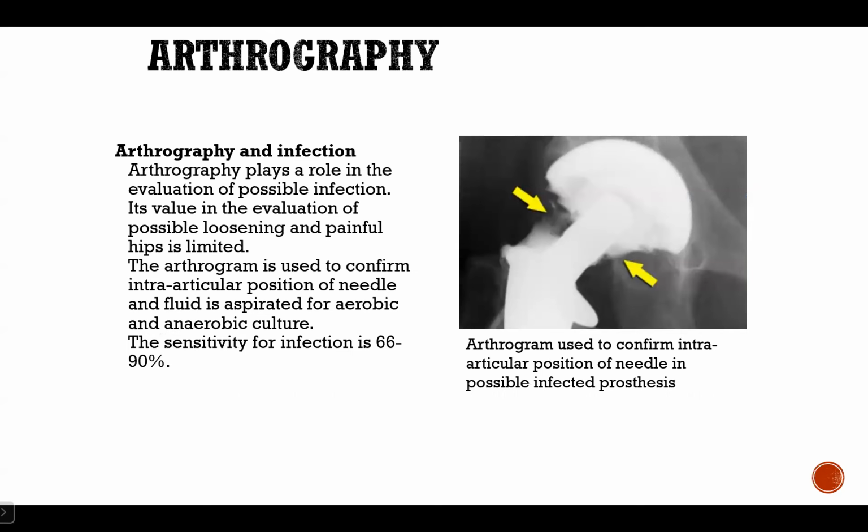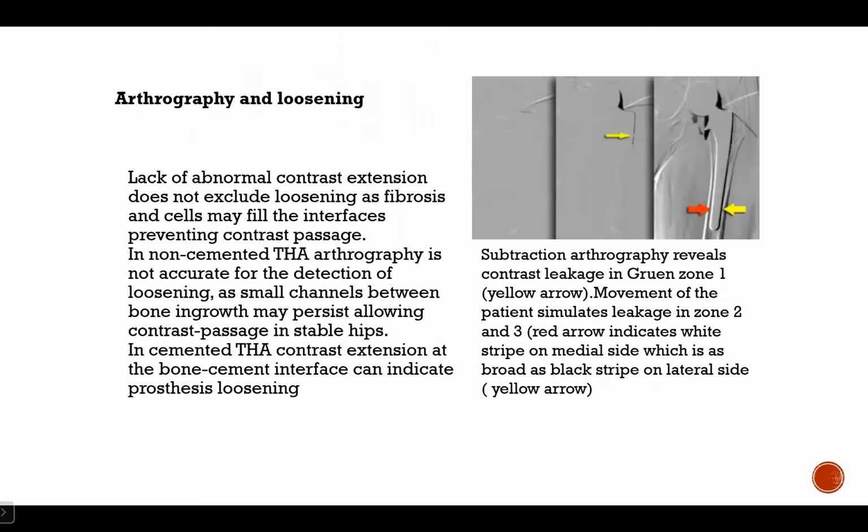Finally, we have the role of arthrography in total hip arthroplasty. Arthrography and infection: it plays a role in evaluation of possible infection. Its value in evaluation of possible loosening and painful hip is limited. The arthrogram is used to confirm the intra-articular position of the needle, and the fluid is aspirated for aerobic and anaerobic culture. The sensitivity for infection is 66 to 90%.